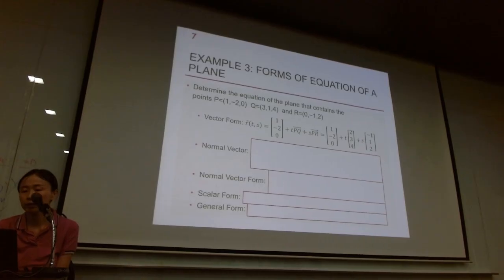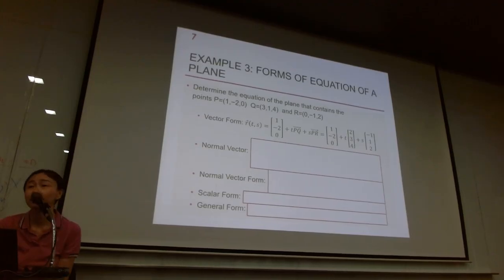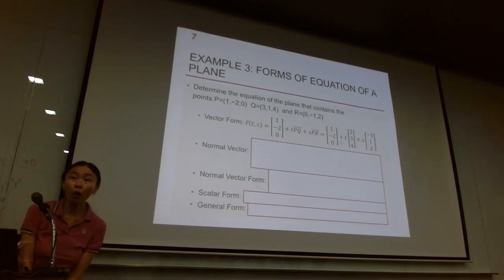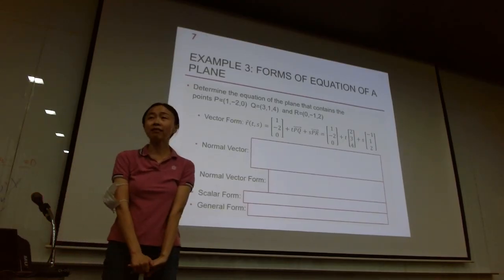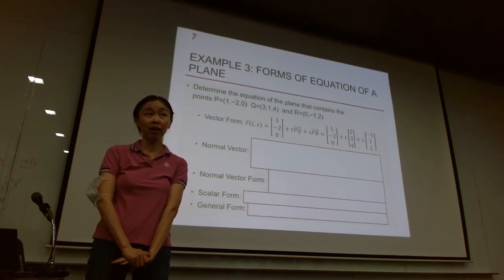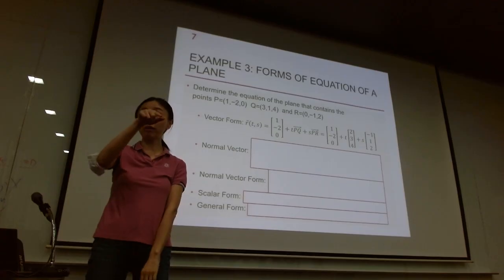The next one, normal vector form. How to find a normal vector? I give you a plane, how do you find a normal vector? Inside, what is on the plane? What are the vectors on the plane? (1, -2, 0) is in the plane. This one is a point, right? This one shows a point on the plane.